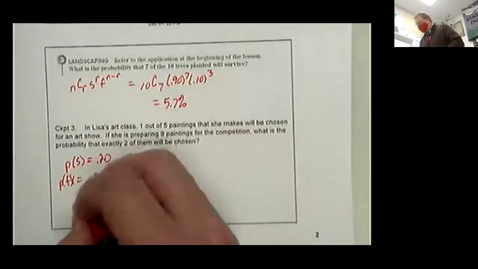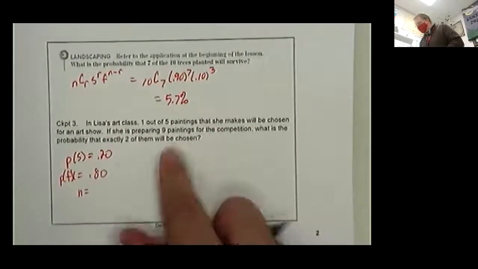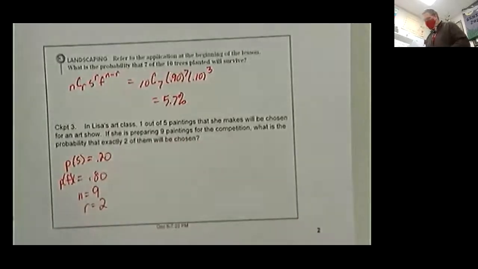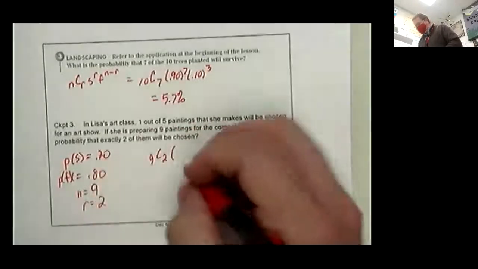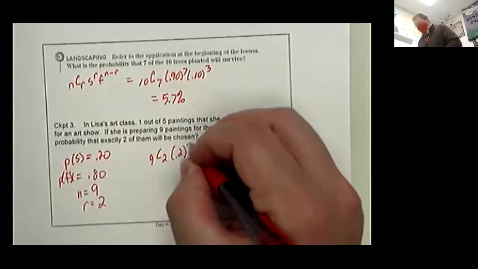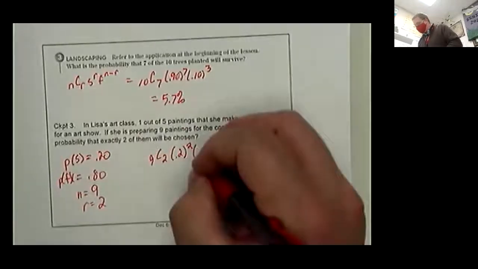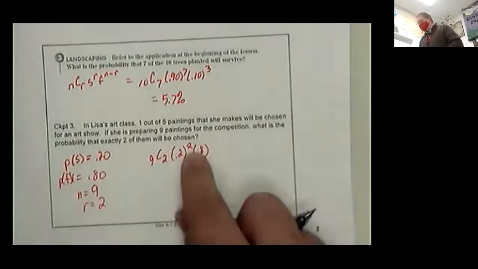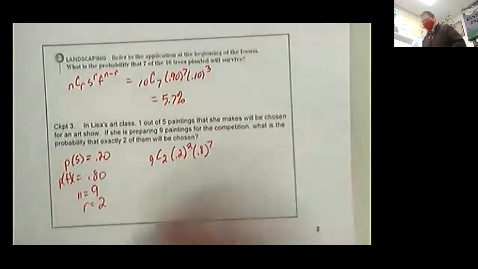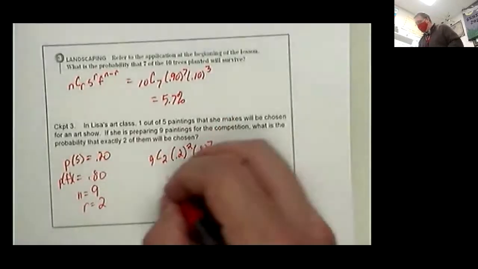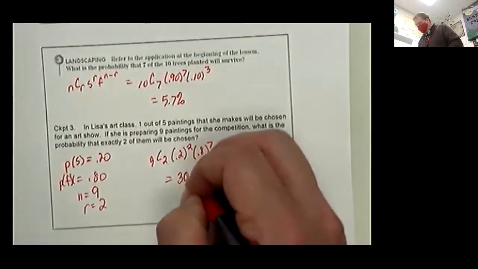What's n? Well, we're going to choose from 9 paintings, and r is going to be 2. So we have 9 choose 2. Probability of success is 20%, 0.2 squared. If 2 are chosen, that means 7 are not chosen. We're going to plug that into our calculator. That is 30.2%.